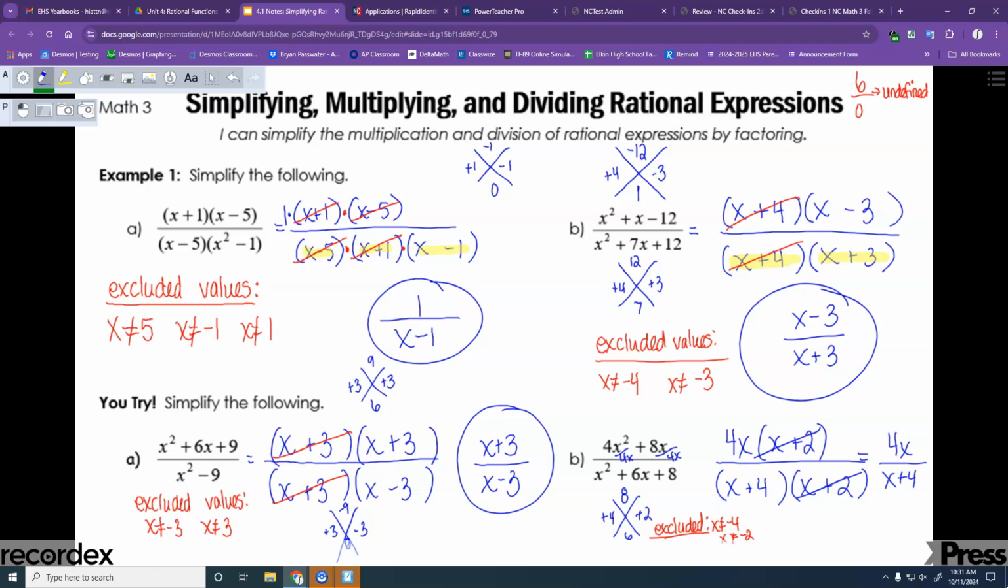Okay, now, could I mark out the 4's here? Why not? On the bottom here, that 4 is added to my x, right? So I can't mark those out because that would kill a kitten if I tried to do that. So I'm done right here.